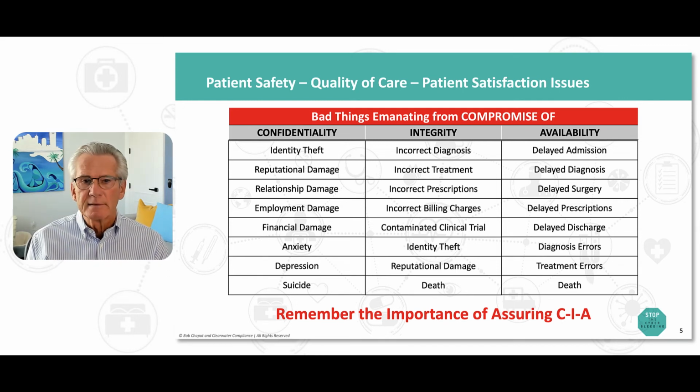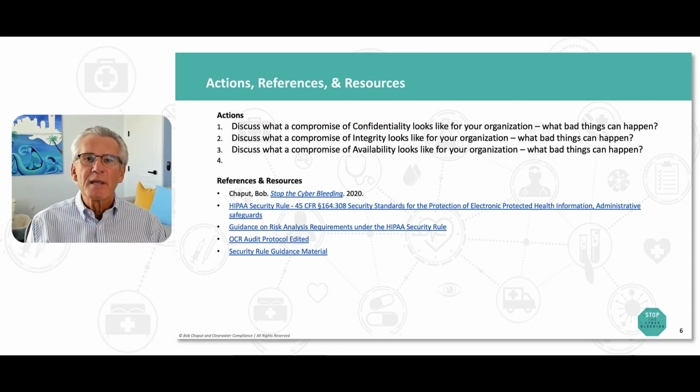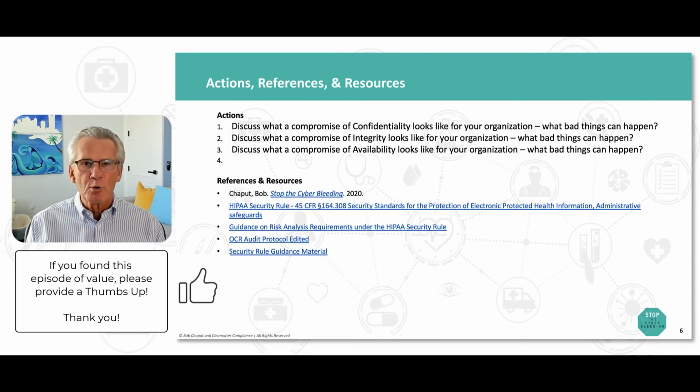Take a look at this list. I'm not going to read it. Lots of bad things have happened, do happen, and will continue to happen when there are compromises. So just keep in mind, as the takeaway line on this slide indicates, it's critically important that we assure confidentiality, integrity, and availability. So what we covered in this episode was the concept of assurance, and we discussed three elements: confidentiality, integrity, and availability. As always, I'm ending the session with suggested actions as well as references and resources.